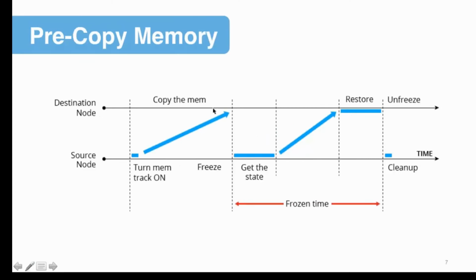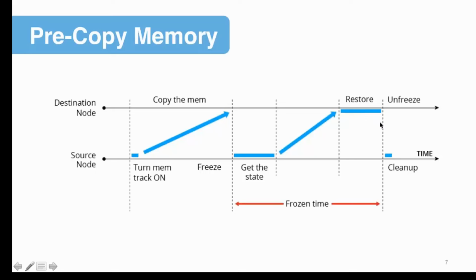There are two kinds of solutions for live migrations. One of them is pre-copy memory, and here is how it works. When you want to migrate a container, the platform starts to track memory on the source node and copies this memory in parallel to the destination node. It copies until the difference between the source node and the destination node is very small.